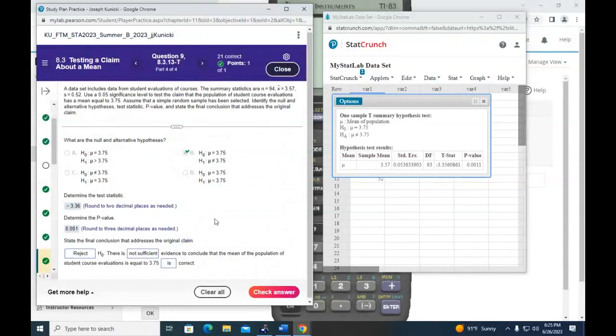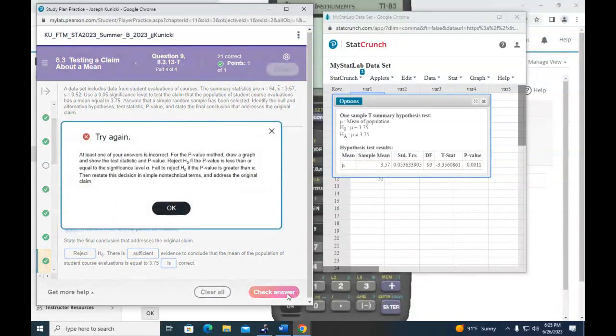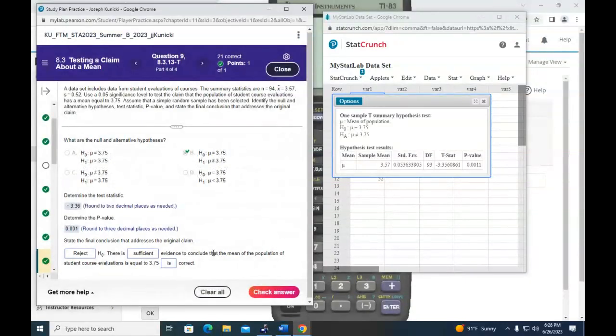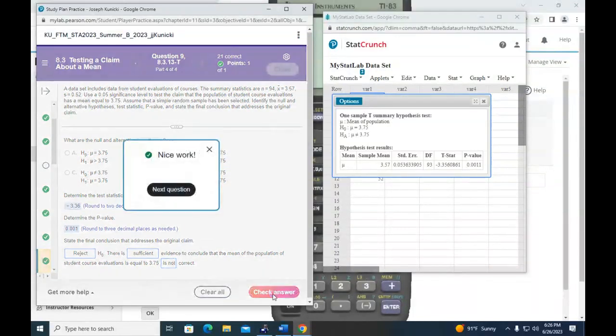Okay. What did I do wrong? All of them are wrong. Let's see what I did wrong. Okay, does the original claim contain equality? Yes. Do we reject? Yes. So there is sufficient evidence to warrant rejection of the claim. That means that the original claim is not correct. I'm sorry. I don't know why I'm so worried. I just noticed something like that.